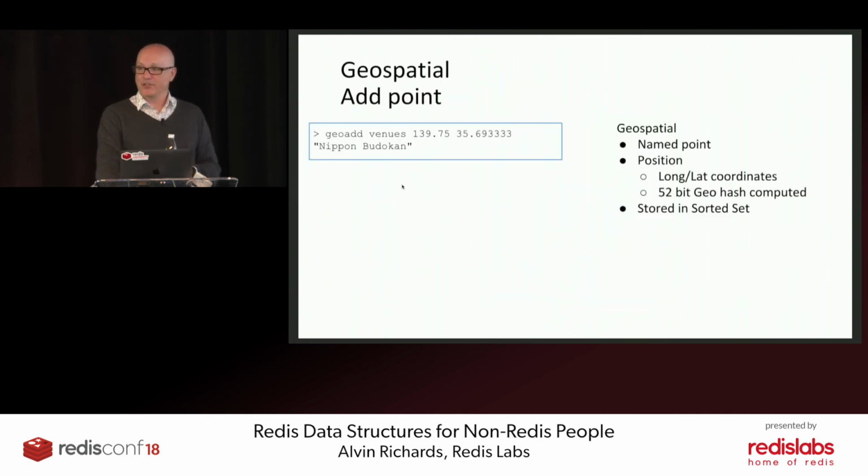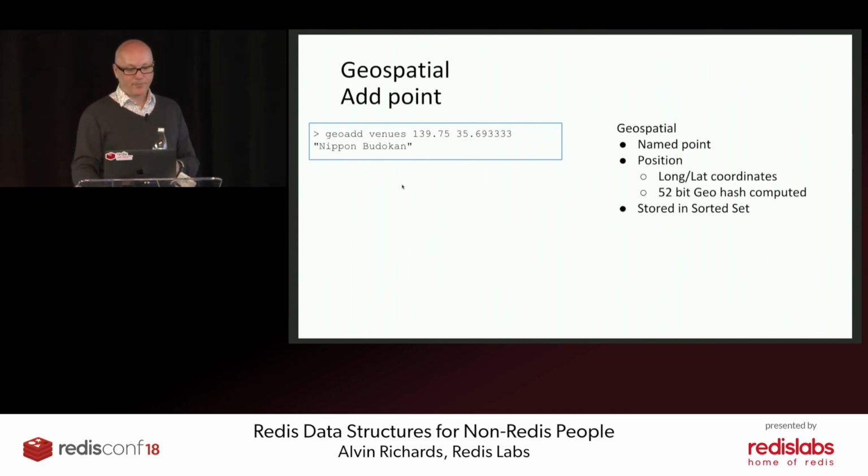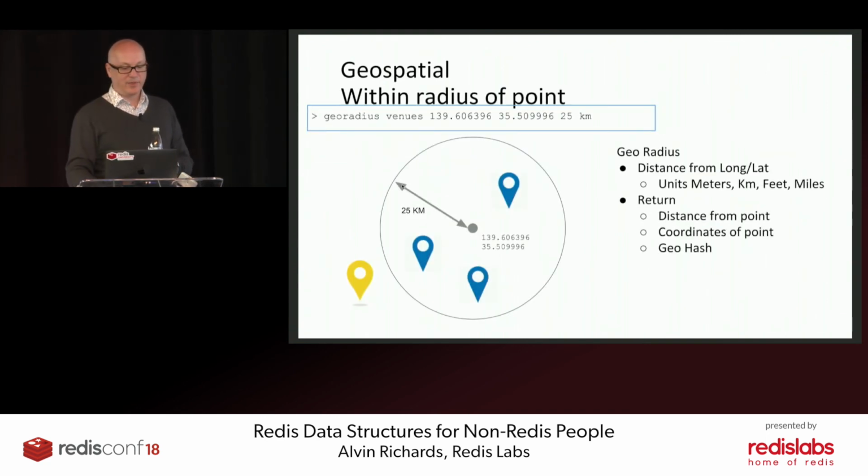So there's some other great things you can do. Redis supports geospatial. So I can add a geospatial point. So I've got a latitude and longitude point, but I can also name it. It's not just a point, it's a named point. So at those coordinates is Nippon Budokan. Which now allows me to do several things.